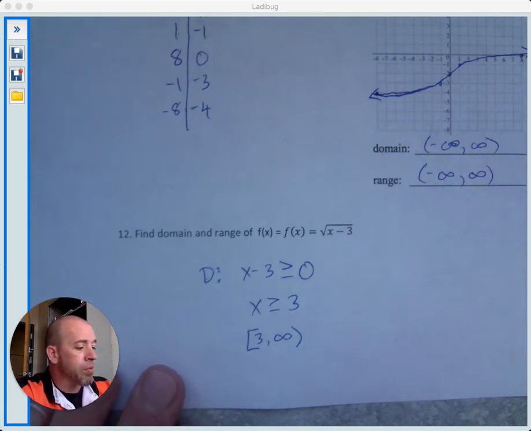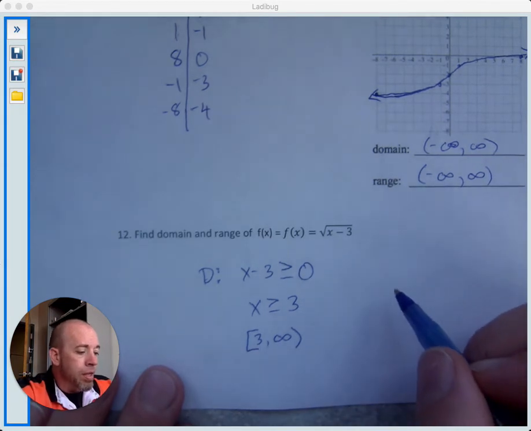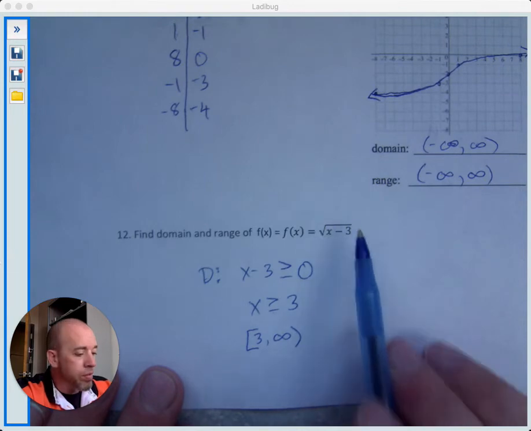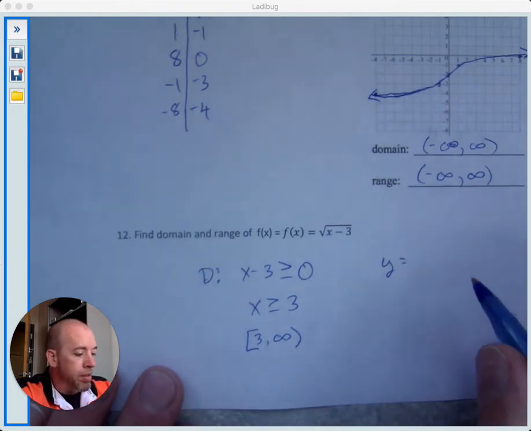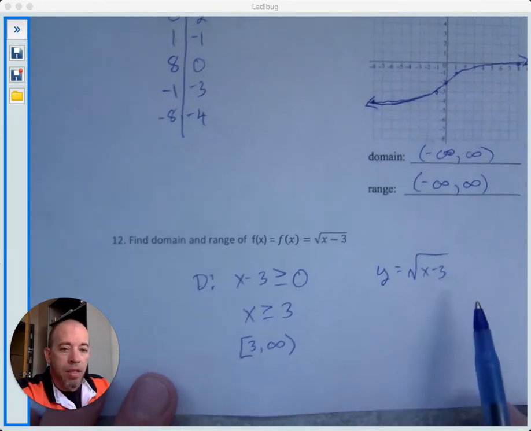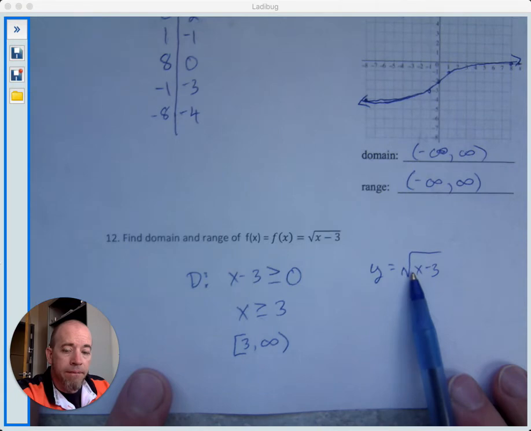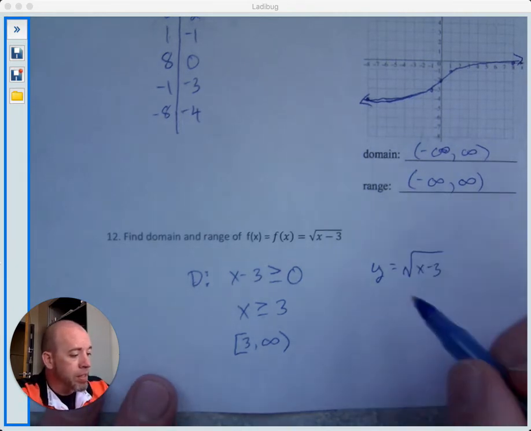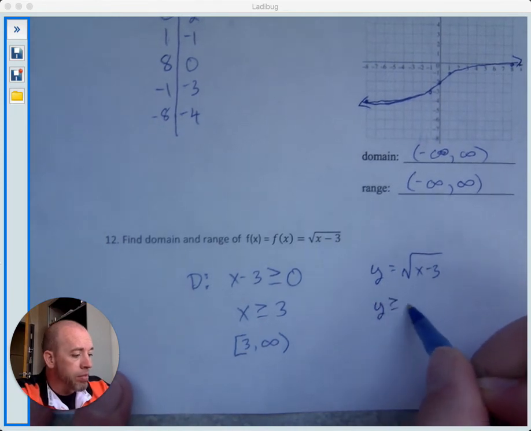So what could the y values be? Let's see here. If you think about the y values, when you take the square root of a number, so y is equal to the square root of x minus 3. If you take the square root of a number, what kind of numbers can you get? Well, when you take the square root of a number, you can never get anything that's less than 0, right? Square root of something has to be greater than or equal to 0. So what we can say is y has to be greater than or equal to 0.